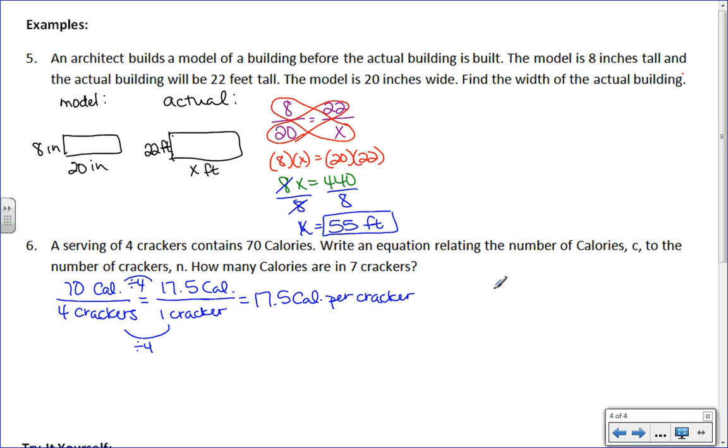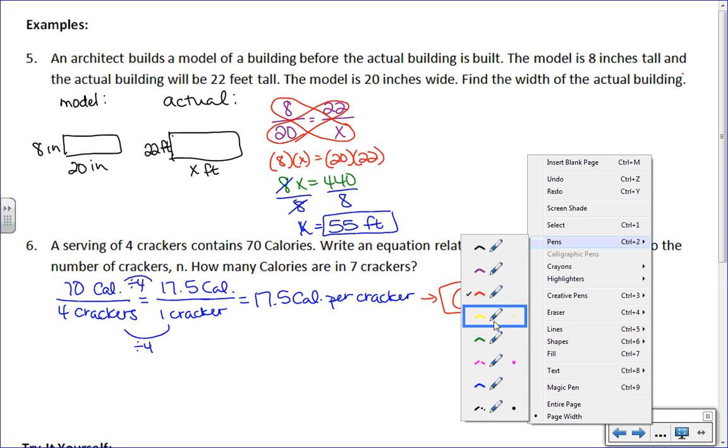So then to write this in an equation, this says that the calories, C, is equal to 17.5 per cracker. 17.5 calories per cracker, so times the number of crackers. So there's the equation to answer the first question.